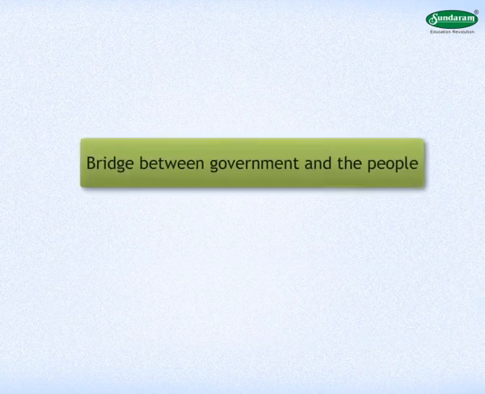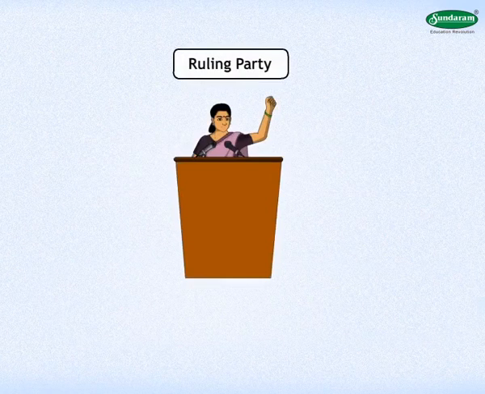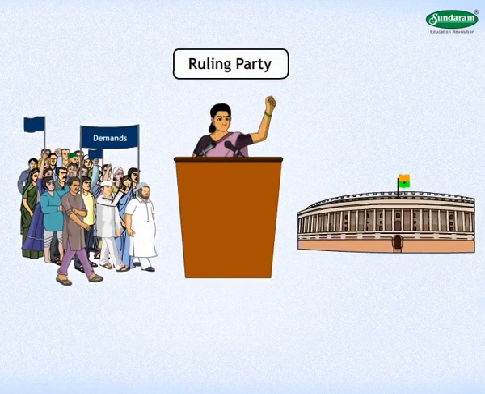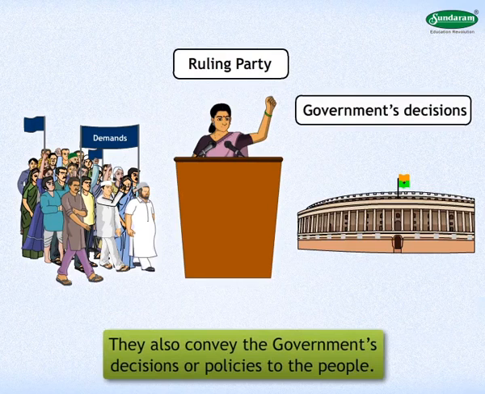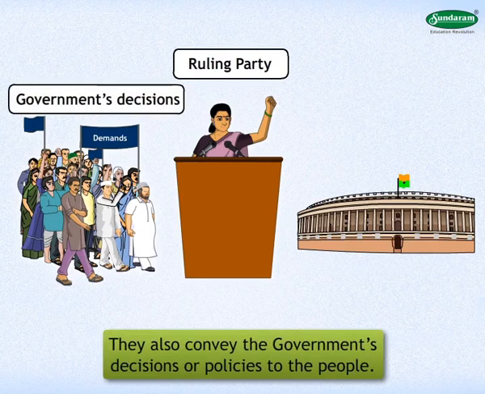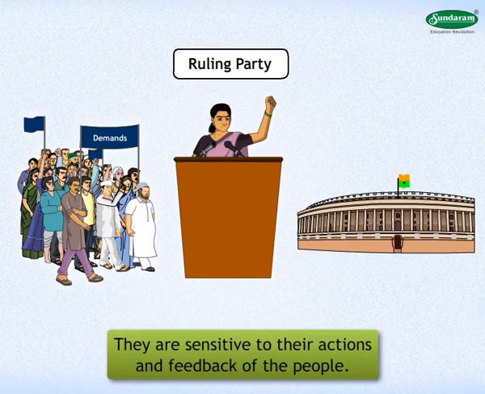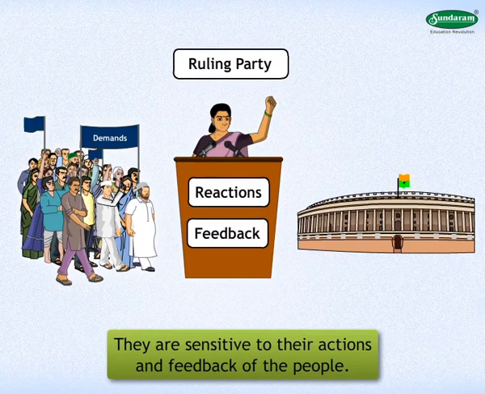6. Bridge between government and the people. Parties play a decisive role to convey people's demands to the government. They also convey the government's decisions or policies to the people. They are sensitive to their actions and feedback of the people.